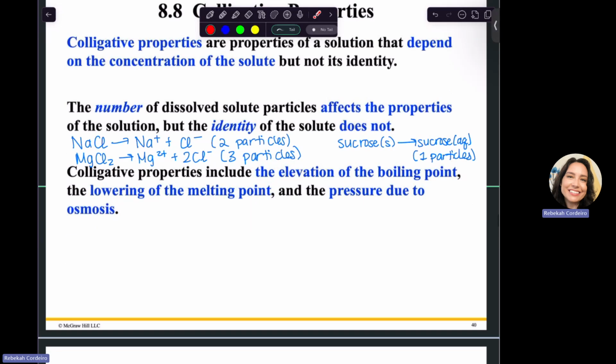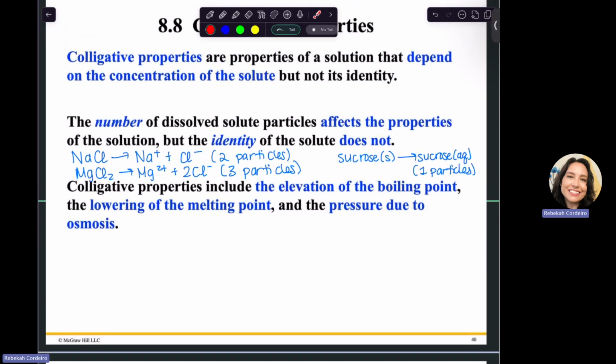Some properties that the addition of solute affects are the elevation of the boiling point, so raising the boiling point, and the lowering of the melting point, also lowering the freezing point. So freezing point and melting point, same thing, aka freezing point. And you might know about lowering the freezing point and what we do in winter to the roads. We lay salt down on the roads, salt the roads. This lowers the freezing point, which makes it harder for water to freeze over on the roads. So it has to be even colder for it to freeze.